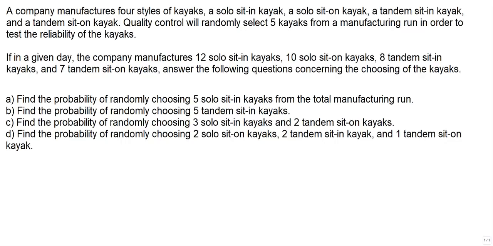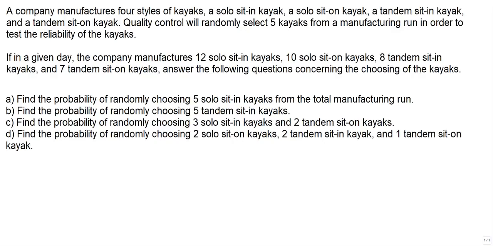A. Find the probability of randomly choosing 5 solo sit-in kayaks from the total manufacturing run. B. Find the probability of randomly choosing 5 tandem sit-in kayaks. C. Find the probability of randomly choosing 3 solo sit-in kayaks and 2 tandem sit-on kayaks. D. Find the probability of randomly choosing 2 solo sit-on kayaks, 2 tandem sit-in kayaks, and 1 tandem sit-on kayak.